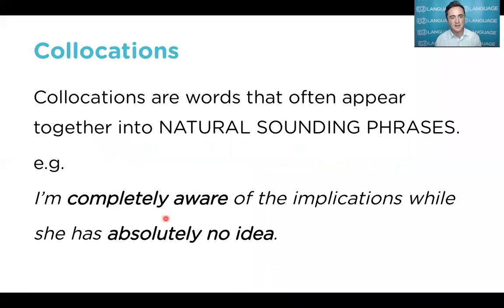Okay, so what are they? Well, collocations are words that often appear together into natural sounding phrases. For example, I'm completely aware of the implications while she has absolutely no idea. So completely aware and absolutely no idea are natural sounding phrases.